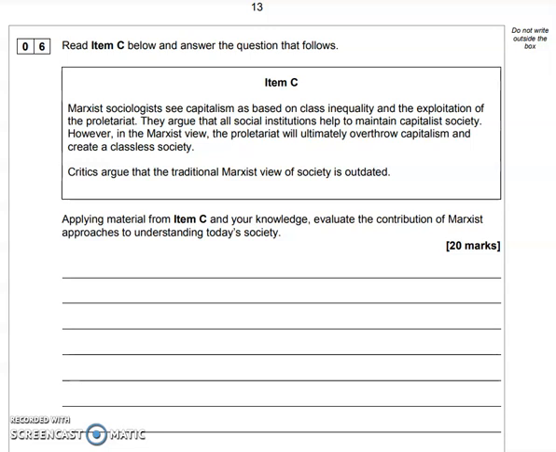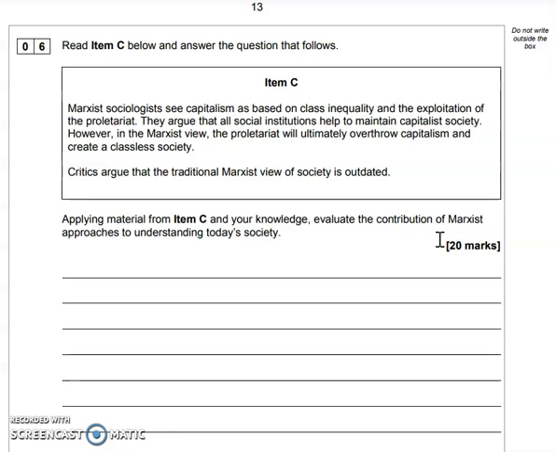In this case, it was a theory question asking you to evaluate the contribution of Marxist approaches to understanding today's society. 20 marks. You should be spending about 30 minutes to answer this. In general, answers here were of a reasonable standard, but there was a wide variation.